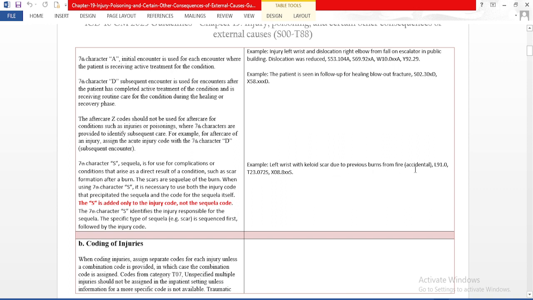So we need to code the condition first, which is L91.0, and next we need to code the sequela code, like the injury code, using the seventh character S. Here if we check this one, T23.072S. So the seventh character we have used is S, which is based on our guidelines.